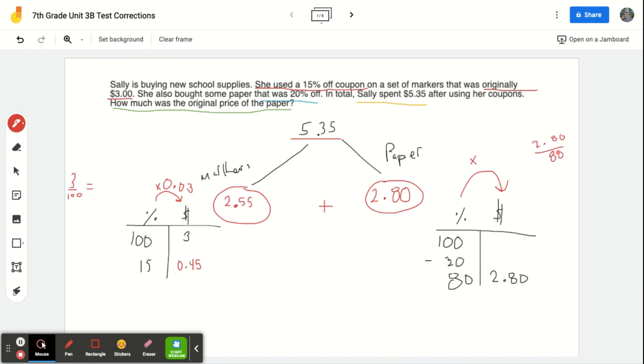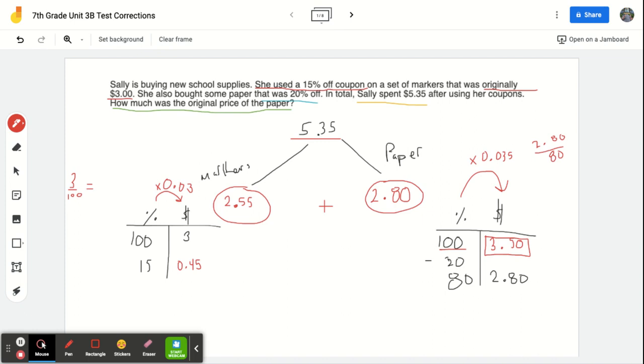And of course, you can use a calculator to find that out. And I found out the constant of proportionality is 0.035. All right, so if I want to find out what the original price is, I just take that constant of proportionality and multiply it by my 100. And I get 3.5. And when you're talking about money, there's 2 decimal places after. So the original price of the item, the paper, is $3.50.